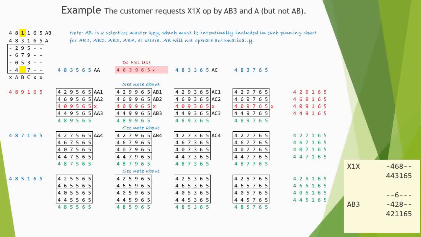Consider the ordinary AB3 lock. It should operate with AB3 and AB and A. If we combine the cylinder to just AB3 and A, this is what we'd get, which is X1X. If we want it to work with AB3, we have to force it to work by putting an extra master pin in the third chamber. Specifically, our pinning chart must allow for a 1 cut in the third position, because that is the unique cut for our AB selective master.